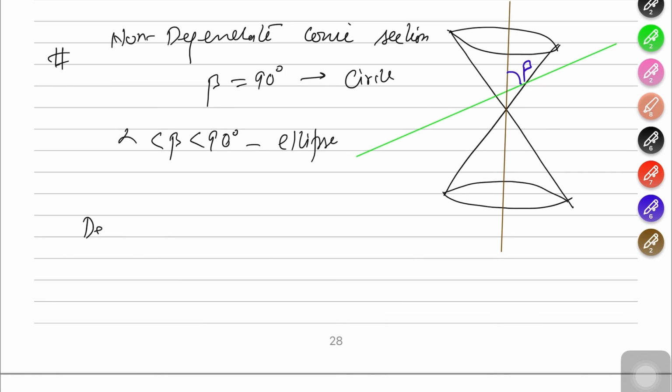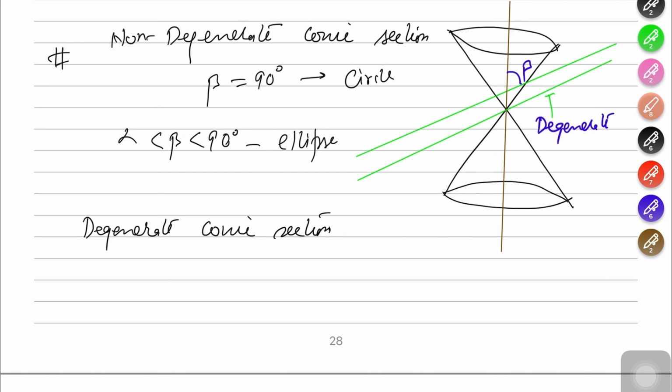But in the degenerate case, that is the degenerate conic section, that is, the cutting plane passes through the vertex of a cone. So in this case, either beta is equal to 90 degrees or beta is less than 90 degrees, and in both the cases we get a point.